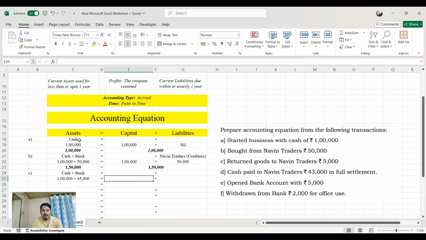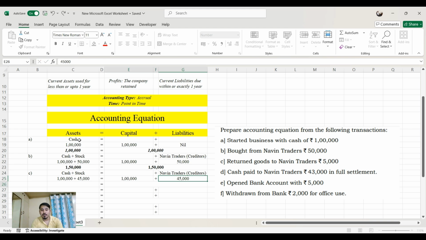So it has no impact on the capital. So the capital remains the same, 1 lakh, and the liability will be, instead of 50,000, 45,000 because you have returned the goods. So by the end of the third equation, the accounting equation is 1,45,000 on both sides.